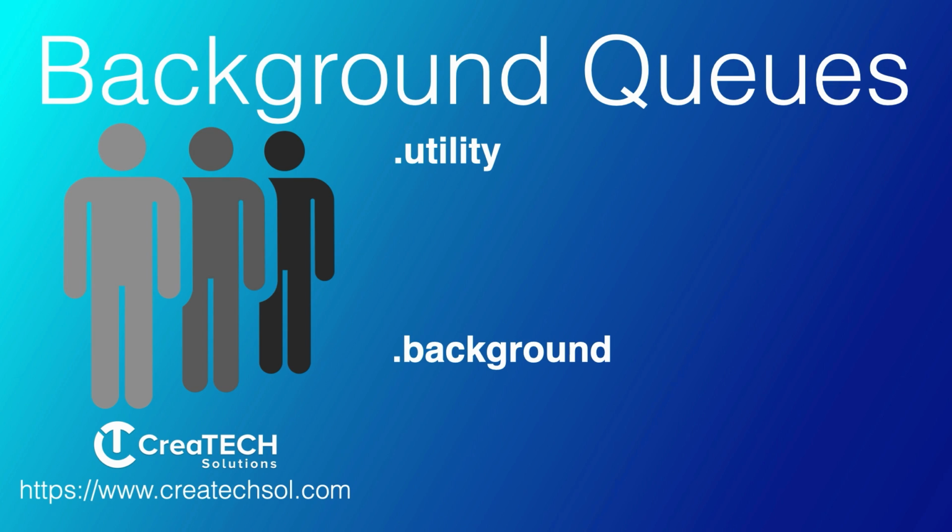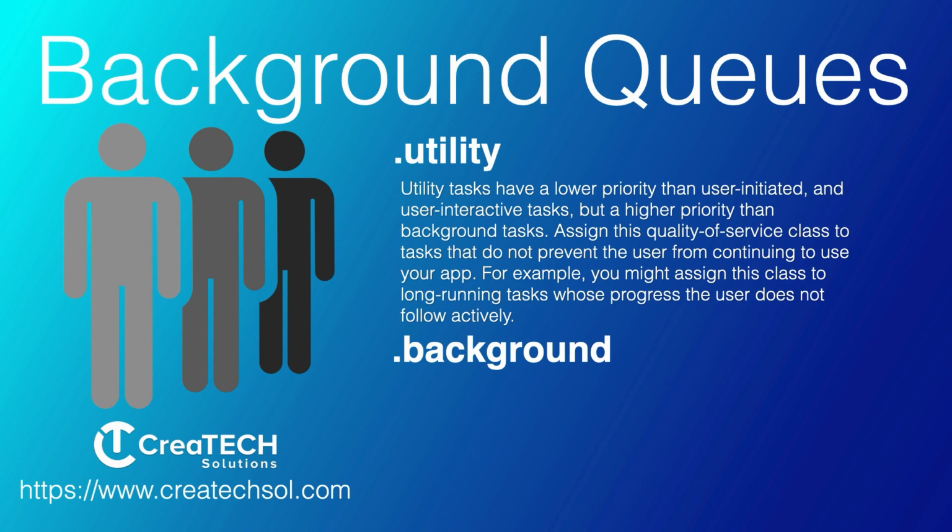The next two types are lower in priority for execution. Utility tasks have a lower priority than user-initiated and user-interactive tasks, but a higher priority than background tasks. You assign this quality of service class to tasks that do not prevent the user from continuing to use your app. For example, you might assign this class to long-running tasks whose progress the user doesn't have to follow actively.